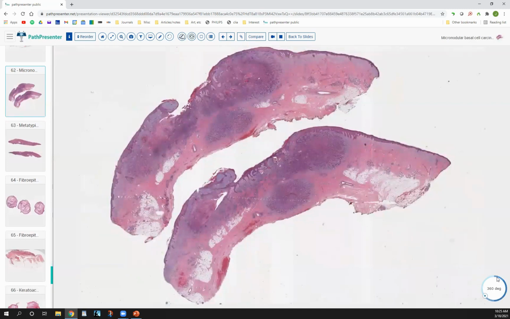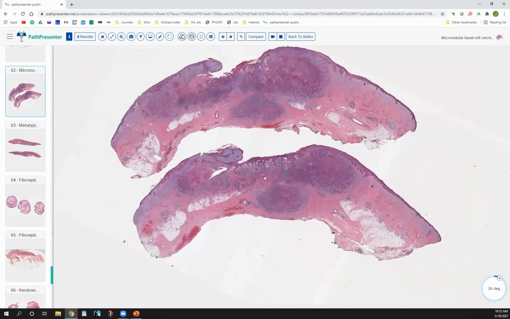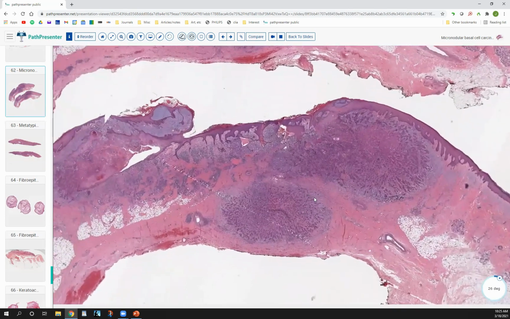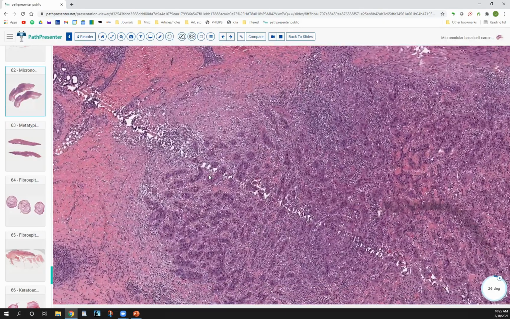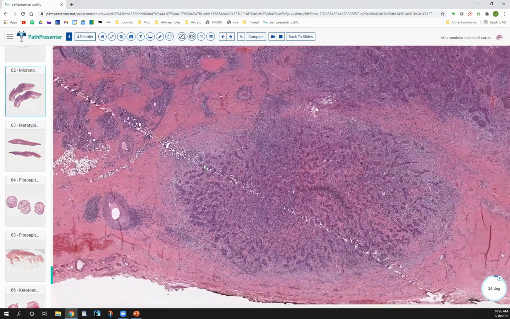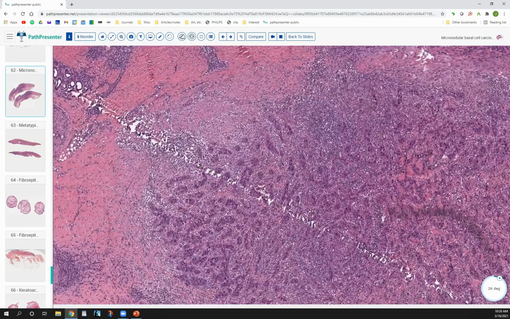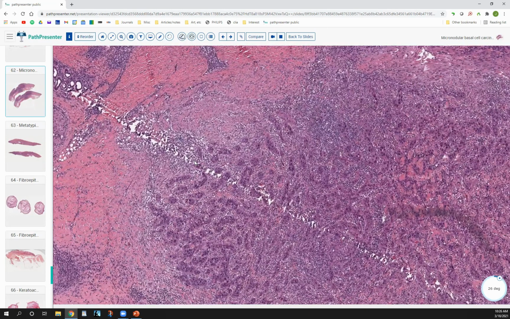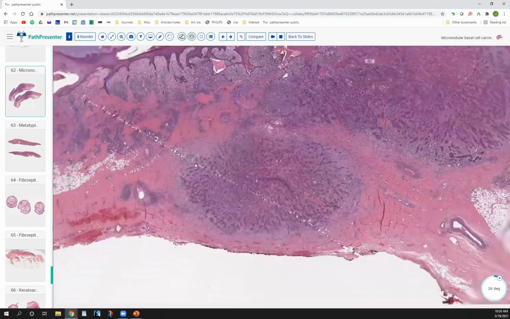Sometimes you can have a metatypical, or sorry, a macronodular variant. We'll get to metatypical in a minute. And a micronodular variant has, as the name implies, these small little nodules, these micronodules, go figure. So what they're saying now is they should represent about 50% roughly of the biopsy before you call it micronodular, because it is regarded as a more aggressive variant of basal cell carcinoma, like infiltrative.